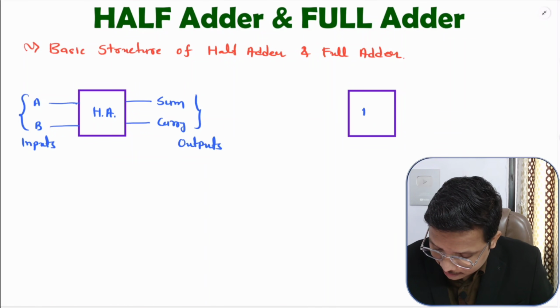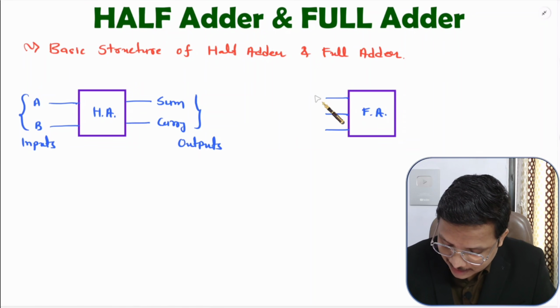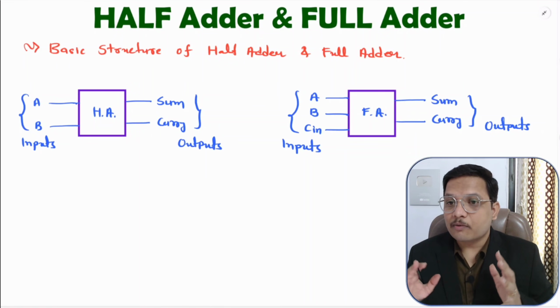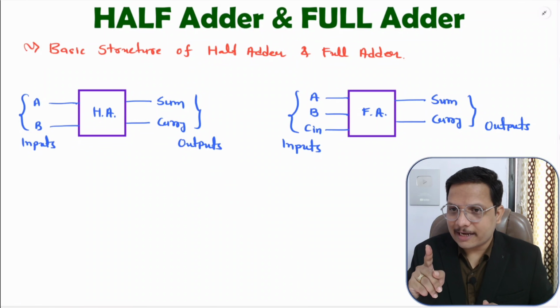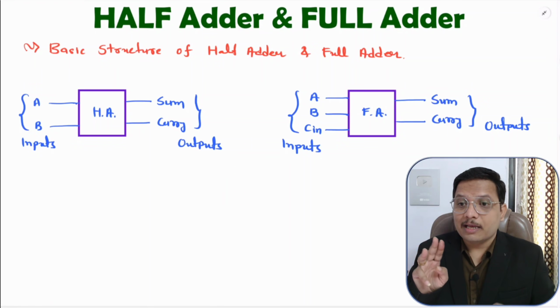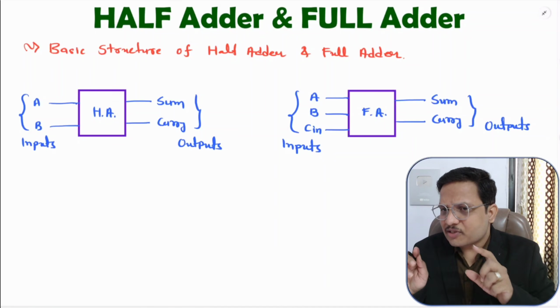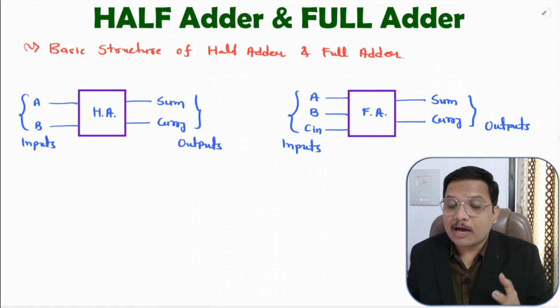With full adder, we will have 3 lines of inputs. Let us say those lines are A, B and C in, and the outputs are sum and carry. So dear students, with full adder, we perform 1-bit addition only, but the number of input lines is 3. Once you understand that basic structure, how many inputs and how many outputs there are, you will be able to understand how we can use them.